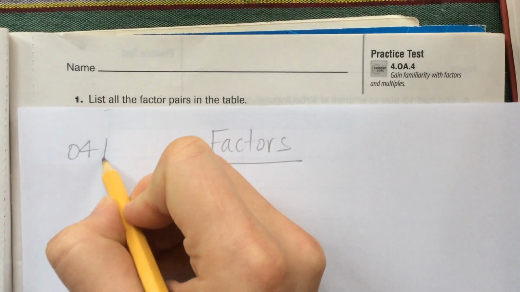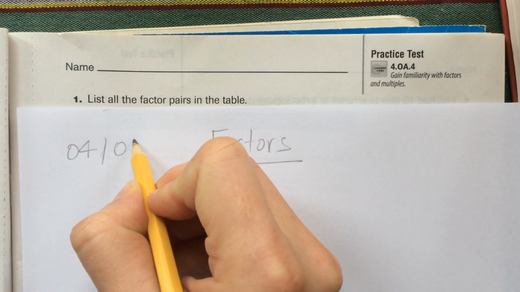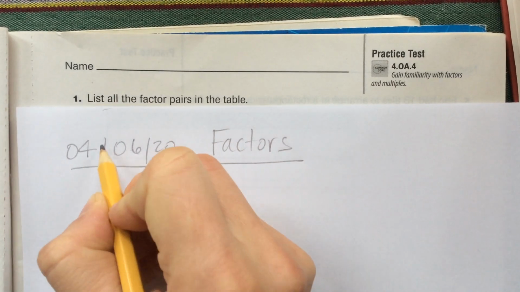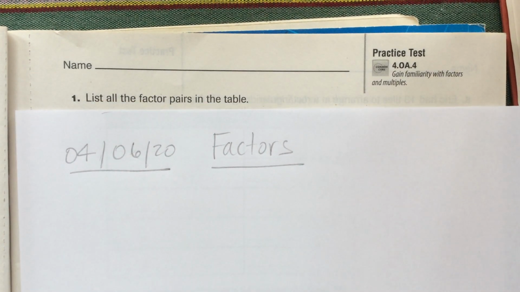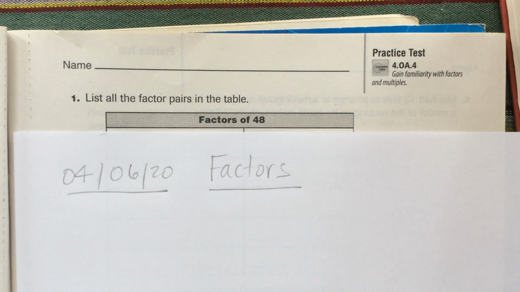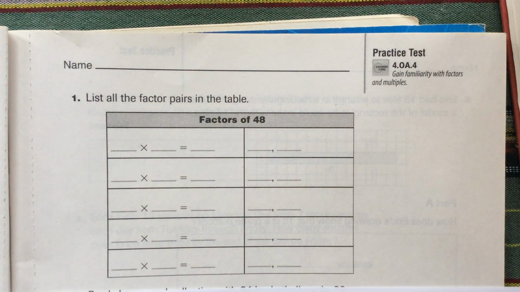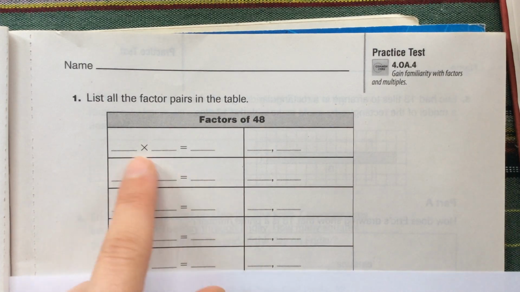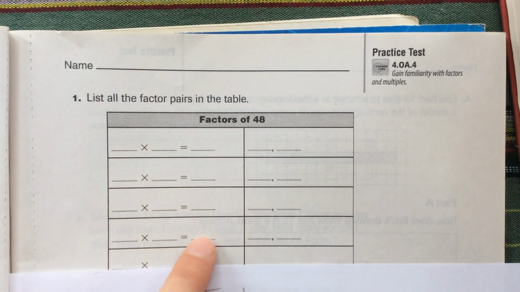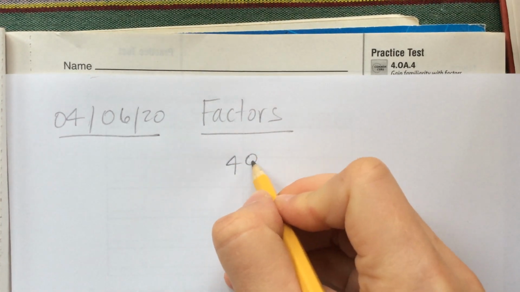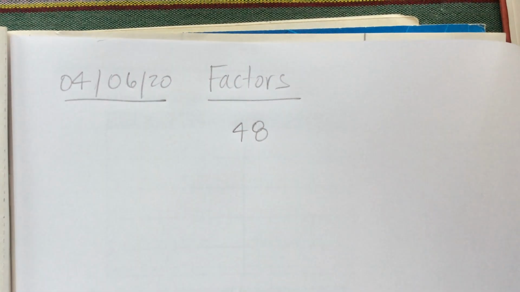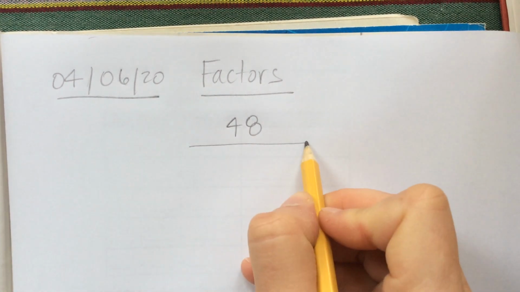And the date is April 6th, 2020, Monday. We're back to virtual school. And the question is factors of 48. And they've put it in this multiplication chart thing too that I would like us to try as well. But first, let's do the way I taught you in a previous video and also in class.